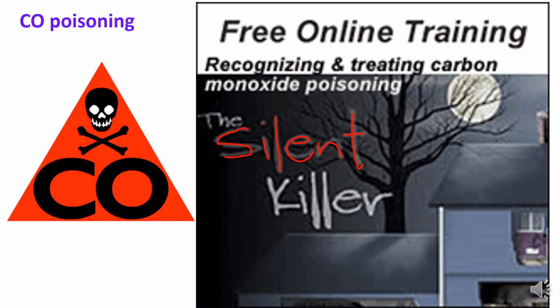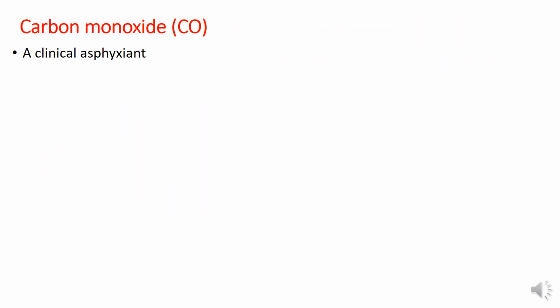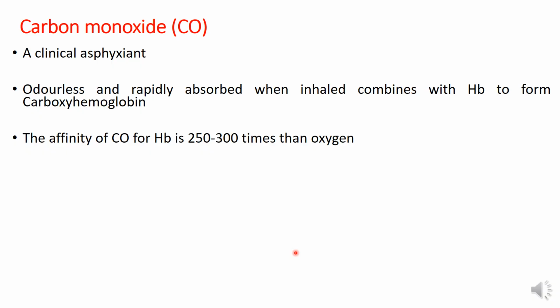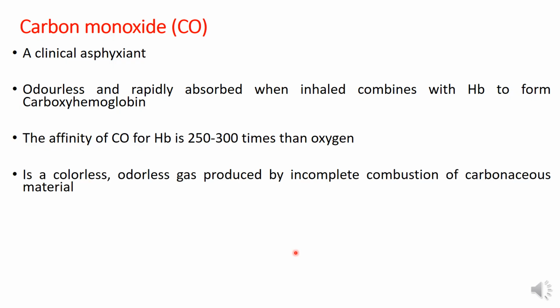Moving on to carbon monoxide poisoning. Now it is termed a silent killer. We are going to learn it soon. It's a clinical asphyxiant. Carbon monoxide is odorless and rapidly absorbed when inhaled, combining with Hb to form carboxyhemoglobin. The affinity of carbon monoxide for hemoglobin is 250 to 300 times that of oxygen. Now you can understand it interferes with the oxygen and carbon dioxide transportation.